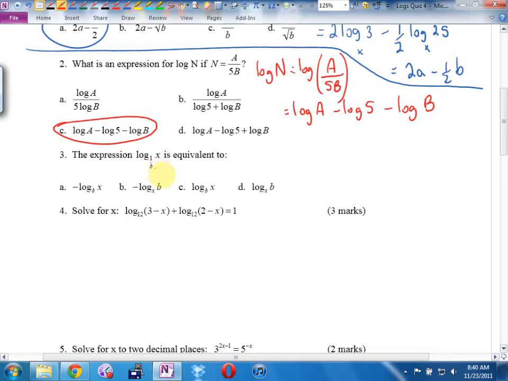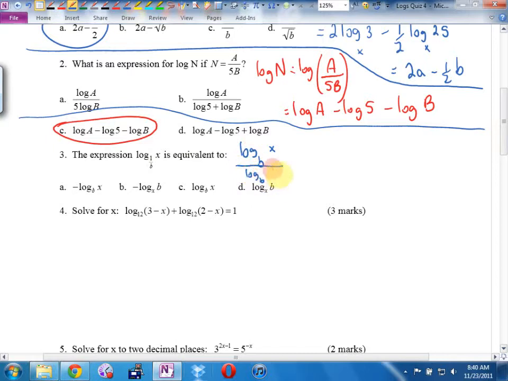So how would I write this whole thing as base B? First, I drew a little line so I wouldn't get confused in my work. This is the same as the log base B of X all over the log base B of 1 over B. Sorry for writing so small. That's the base change law. Then I looked at the denominator. The log base B of 1 over B, that I can evaluate.